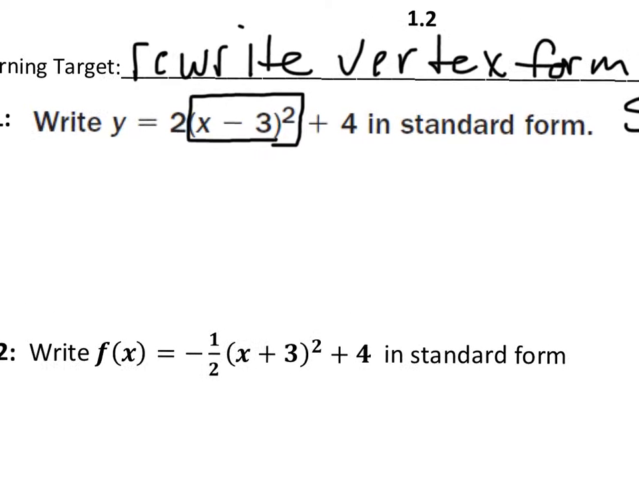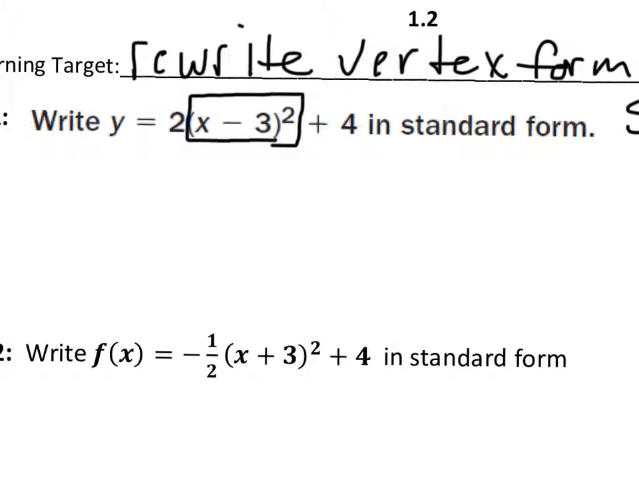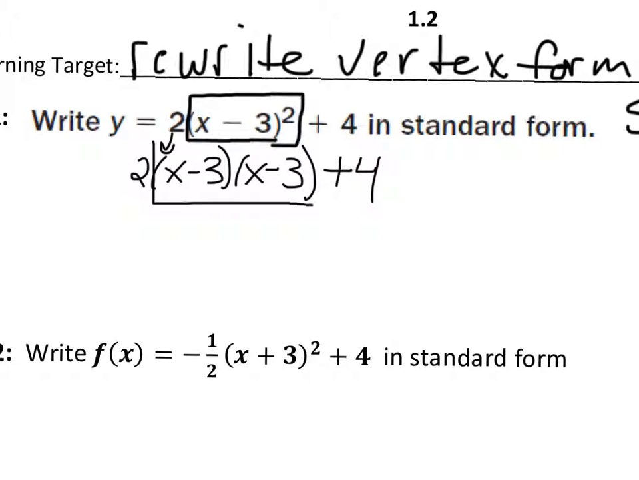So when you look at this first example, I'm going to copy down the 2, that coefficient in front. X minus 3 squared literally means x minus 3 times x minus 3, twice. And then I'm going to copy down plus 4. So all I did was change the way this looked, and you can already see this kind of looks like intercept form. So the first thing that I'm going to do is multiply out or FOIL out the x minus 3 and x minus 3, leaving the 2 in front untouched for the moment.